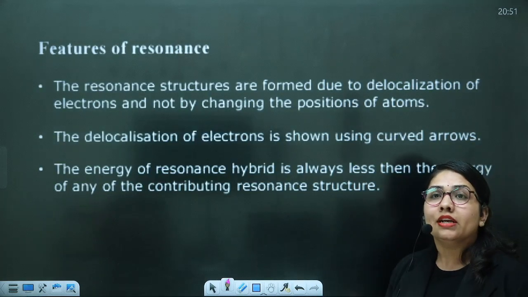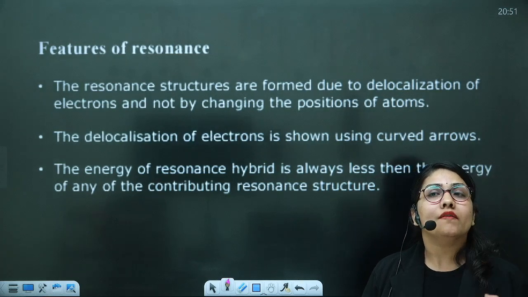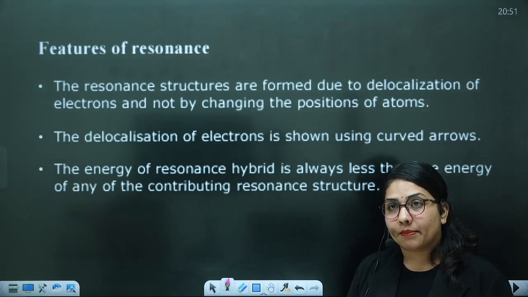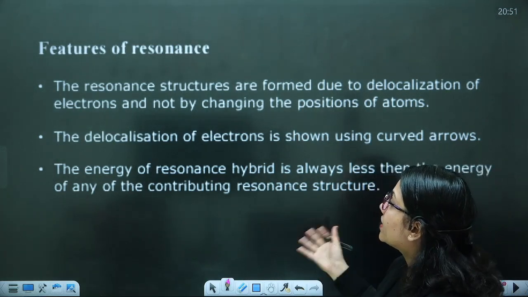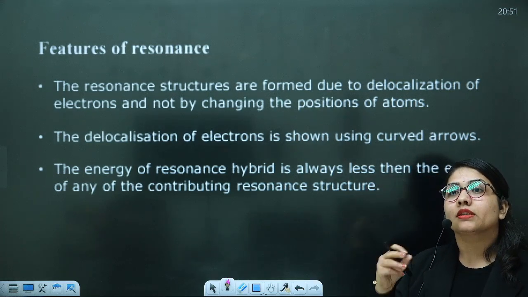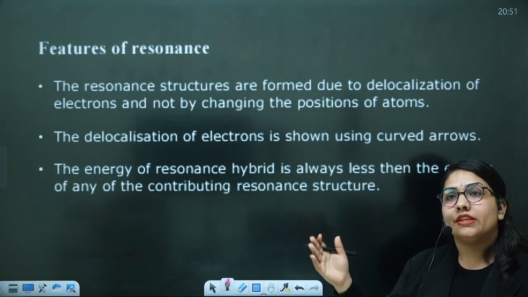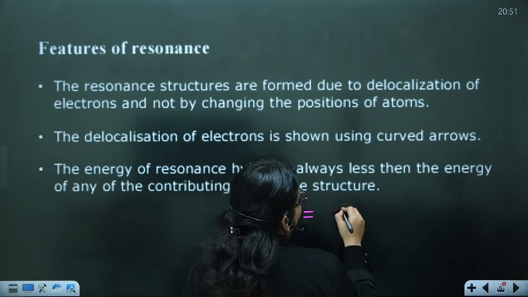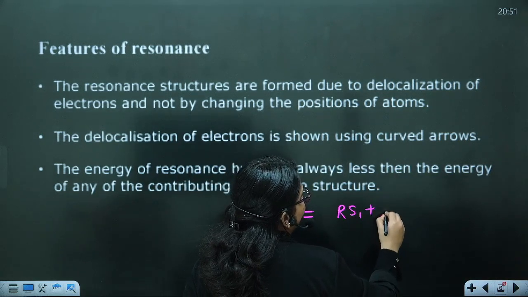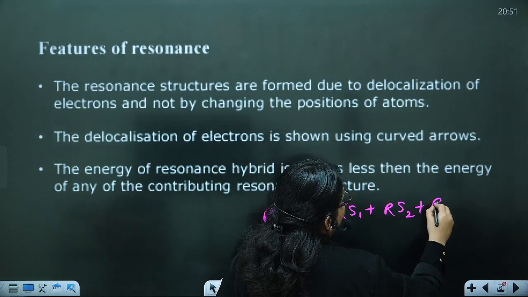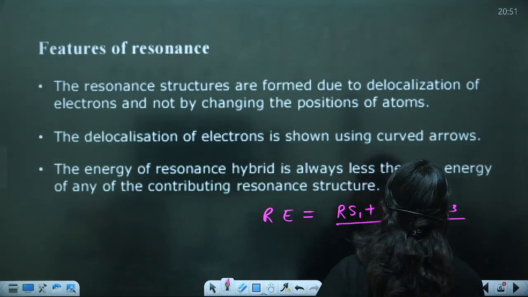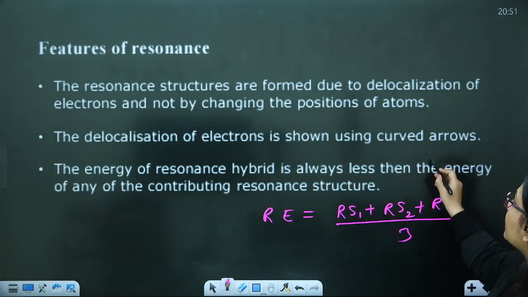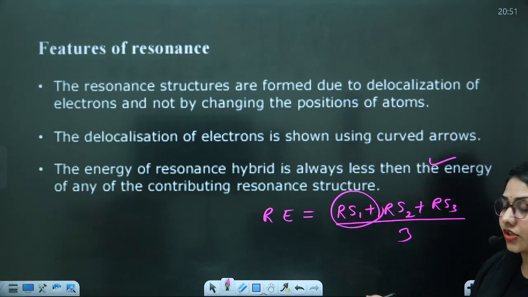Now come to the third point. The energy of resonance hybrid is always less than the energy of any of the contributing resonance structures. How is it happening? Okay, see, what is the resonance energy? It is the average of the energies possessed by the various resonating structures, okay. So the resonance energy will be equal to the energy of resonating structure 1, resonating structure 2, resonating structure 3, divided by 3, okay. Since it is the average, it will be less than the energy of any of the contributing structures.